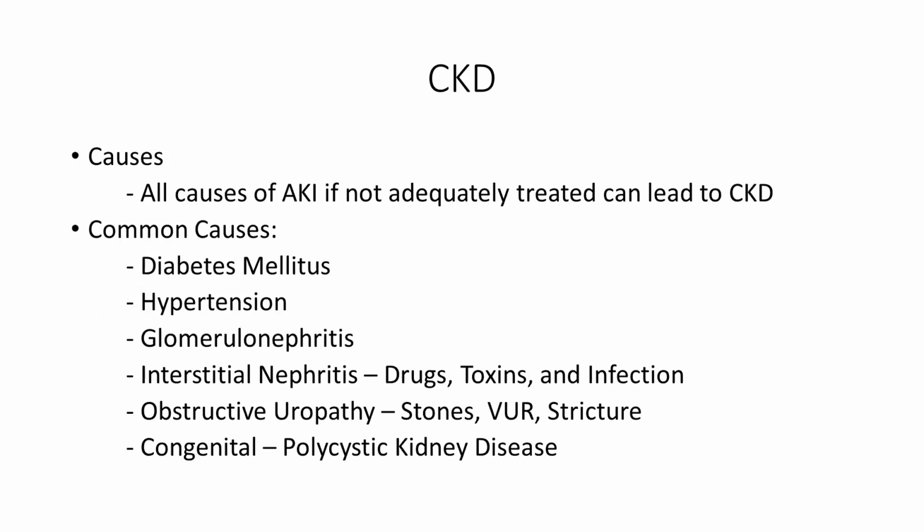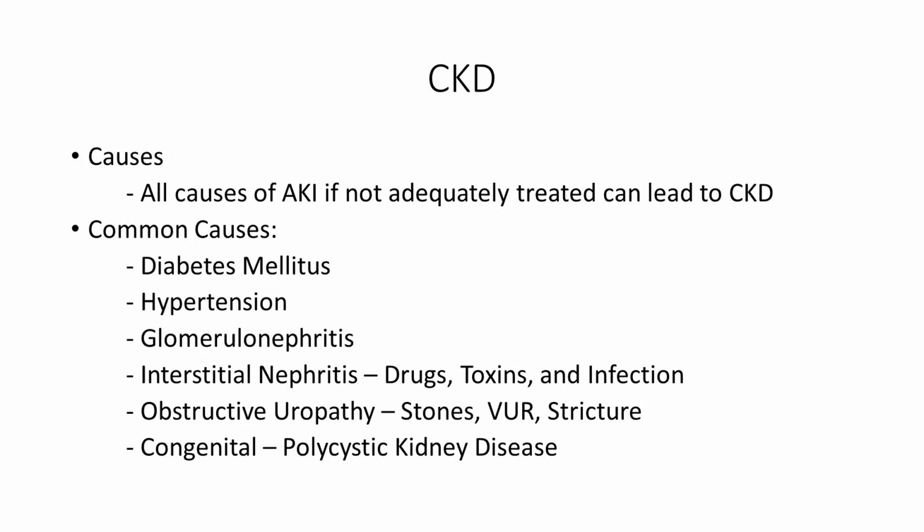Now, what are the causes of chronic kidney disease? As I have already told you during the lecture on acute kidney injury, any cause of acute kidney injury, if not adequately treated and if prolonged for more than 3 months, can lead to chronic kidney disease. All causes of AKI, if not adequately treated, can lead to chronic kidney disease. But in addition to this, the common causes are diabetes and hypertension, because they are the risk factors.